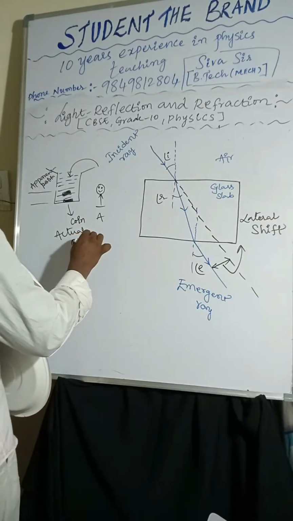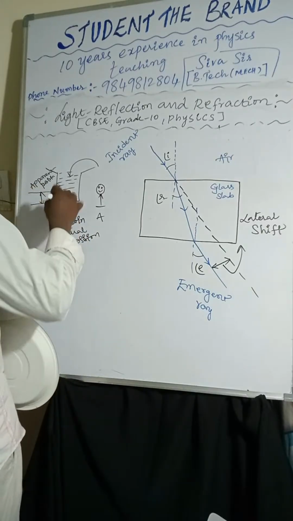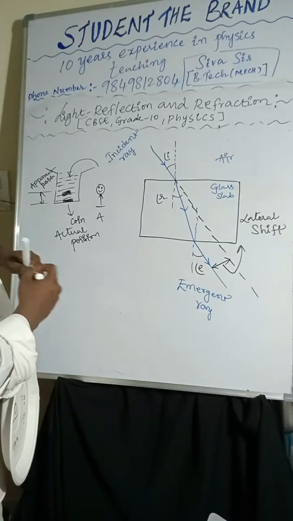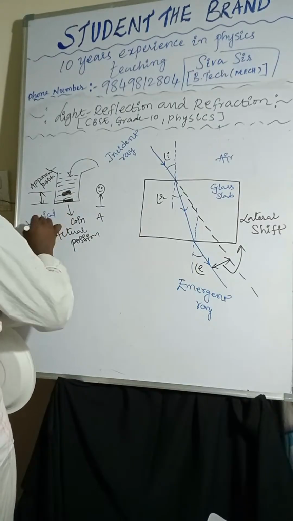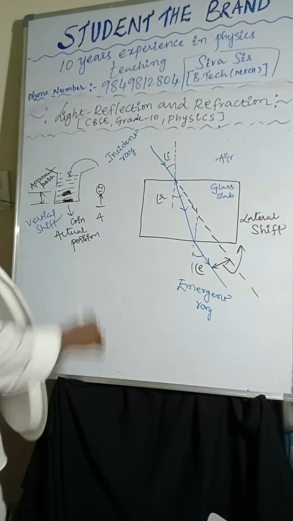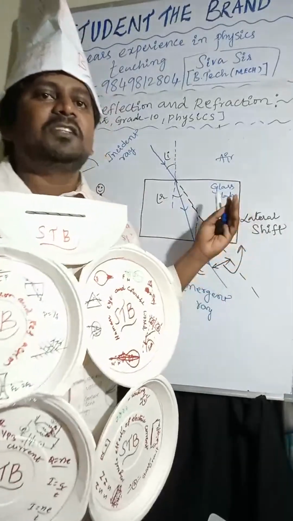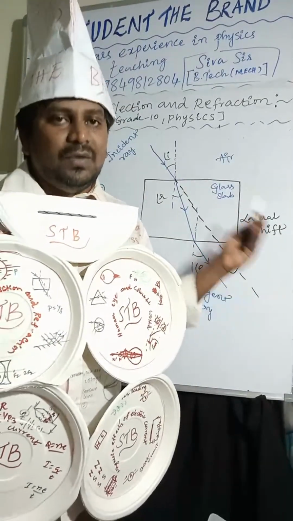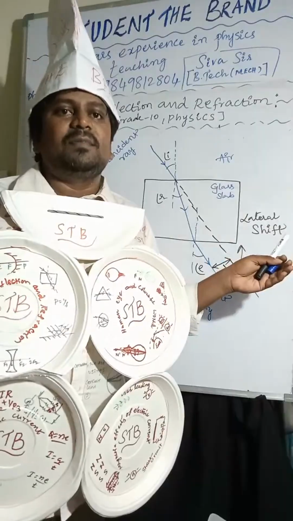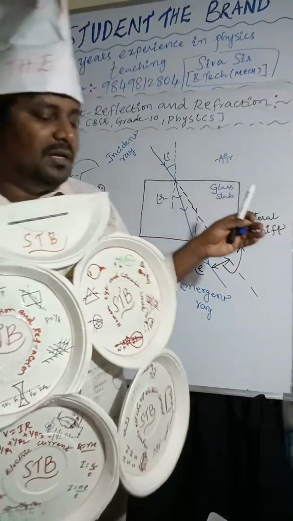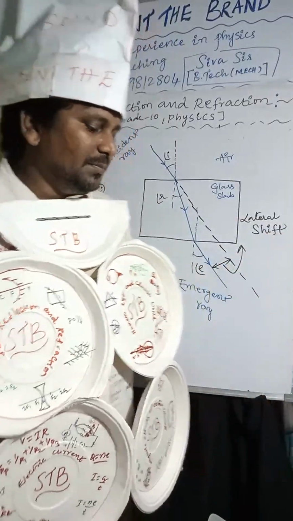The distance between the actual position and the apparent position of the coin is called vertical shift. I hope it is very clear to you all.